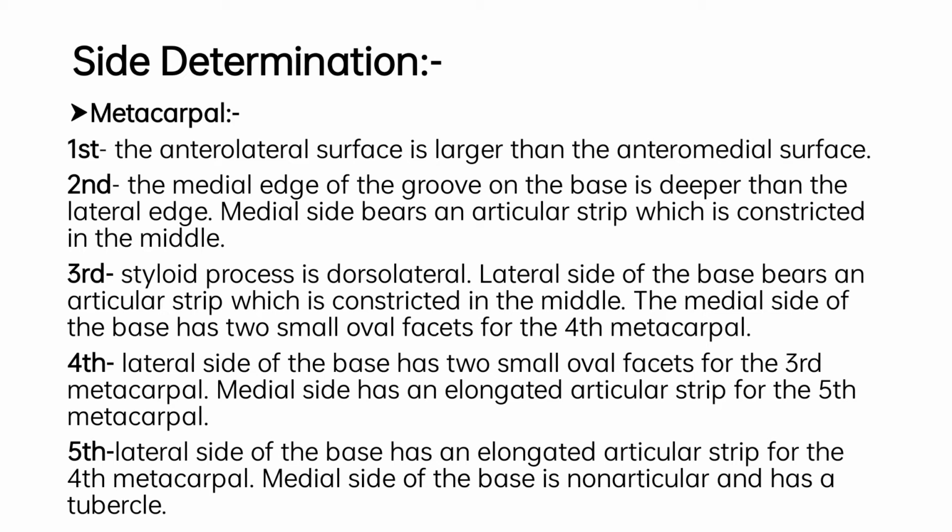Now the third metacarpal, the styloid process is dorsolateral. The lateral side of the base bears an articular strip which is constricted in the middle. The medial side of the base has two small oval facets for the fourth metacarpal. Now the fourth metacarpal, the lateral side of the base has two small oval facets for the third metacarpal. The medial side of the base has an elongated articular strip for the fifth.